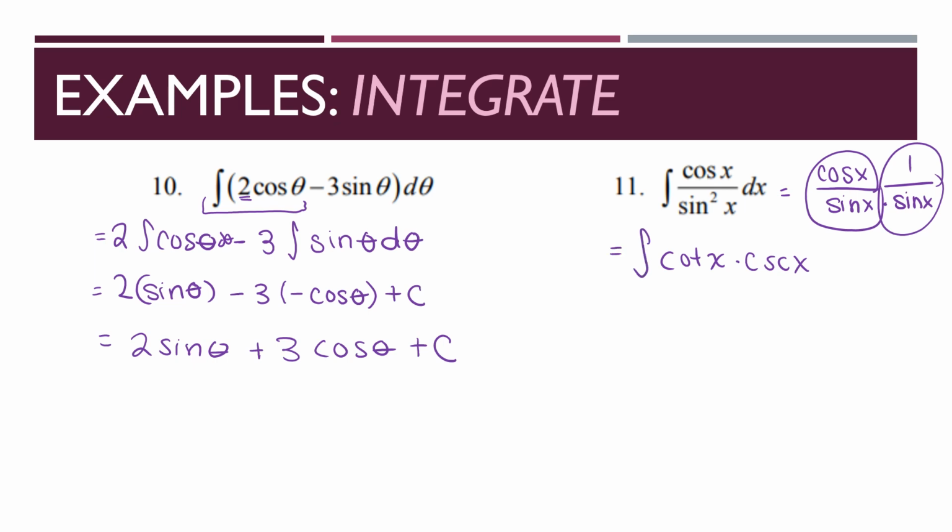All right, so there's my rewrite step. Now that we're in this format, we can use one of our trig rules to integrate. So if we look back to our trig rules, cosecant times cotangent would give us negative cosecant x plus c. So the tricky part about this is just manipulating with our old trig rules.